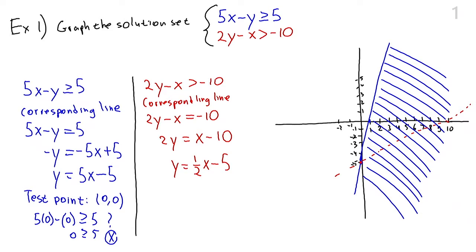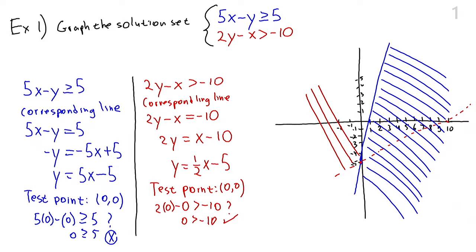And then we also need to figure out which side to shade, so we again choose the test point at the origin because it's not in our line, and we ask ourselves, is 2 times 0 minus 0 greater than negative 10? Is 0 greater than negative 10? This is true. So we shade the side of the plane that contains our test point. And as a result, we have this wedge shape on the plane that is a solution.